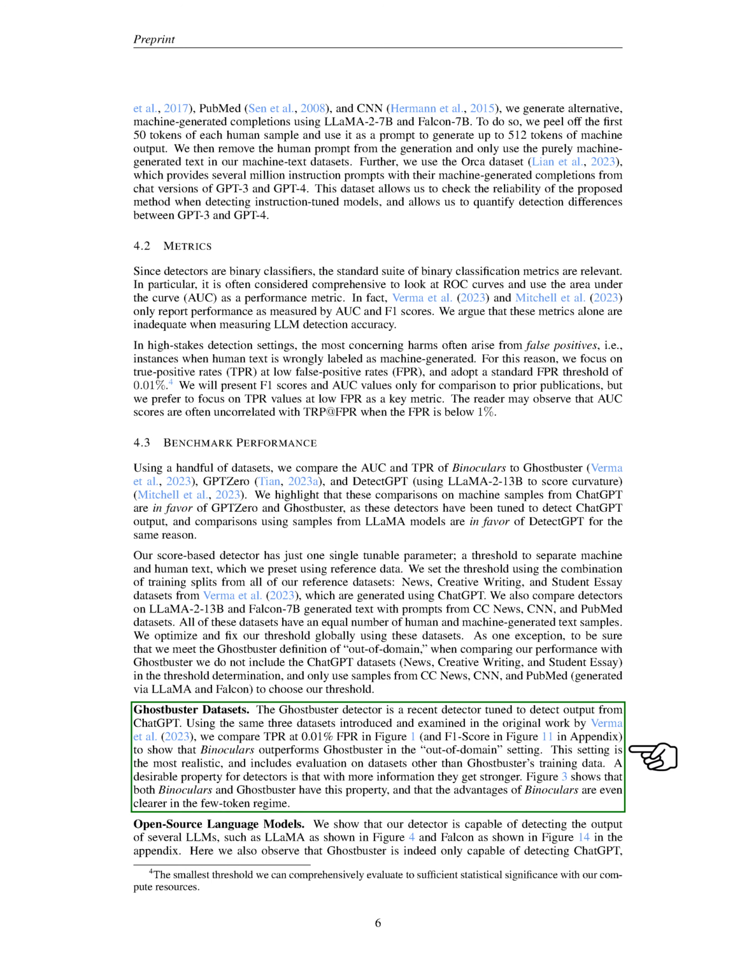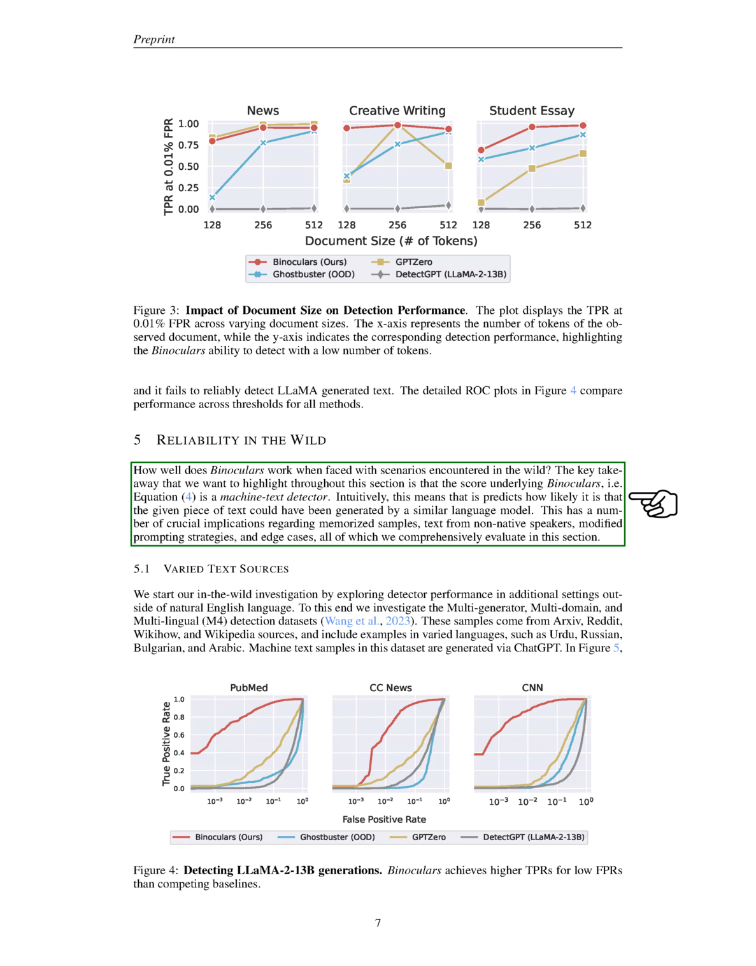Section: Reliability in the Wild. Let's delve into the practical performance of our tool, Binoculars, in real-world scenarios. The main point we want to emphasize here is that Binoculars is essentially a detector of machine-generated text. In simpler terms, it predicts the likelihood of a given text being produced by a similar language model. This has significant implications for various situations, such as dealing with memorized samples, text from non-native speakers, modified prompting strategies, and edge cases. We'll discuss all these aspects in detail in this section.